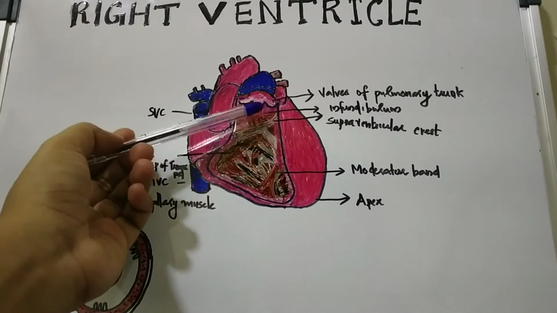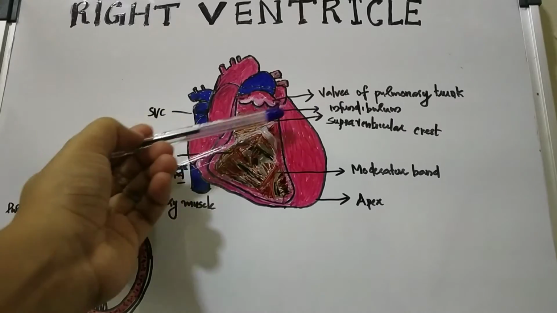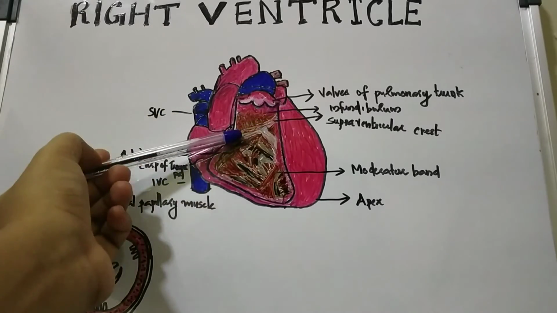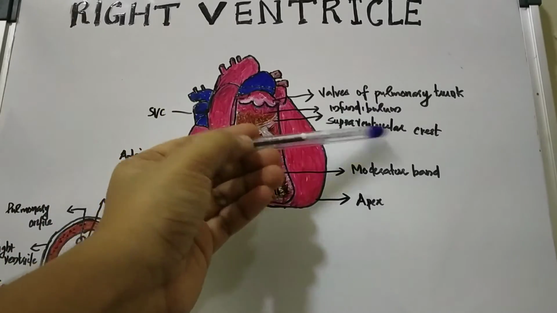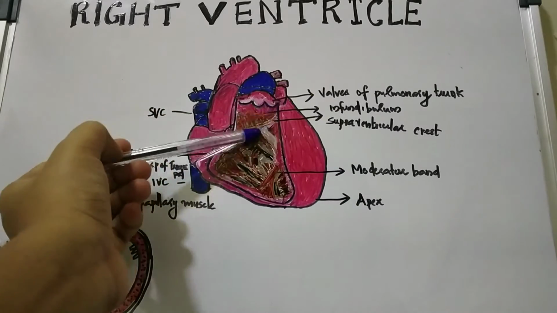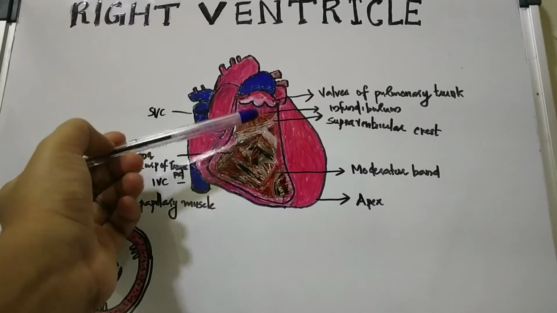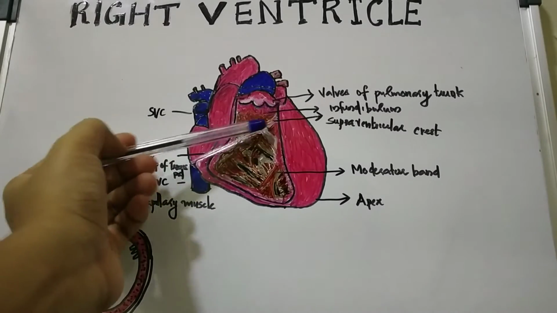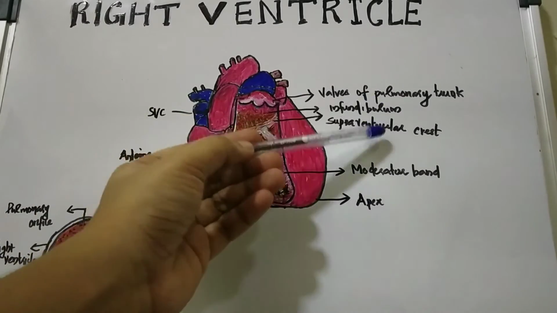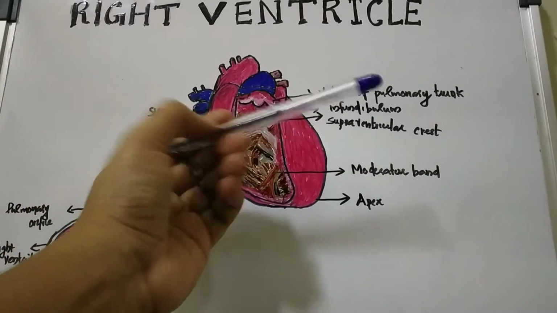And these two parts, the inflowing part and the outflowing part, are separated by a muscular ridge called the supraventricular crest or the infundibuloventricular crest. So the outflowing and inflowing parts are separated by a muscular ridge called the supraventricular crest or the infundibuloventricular crest.